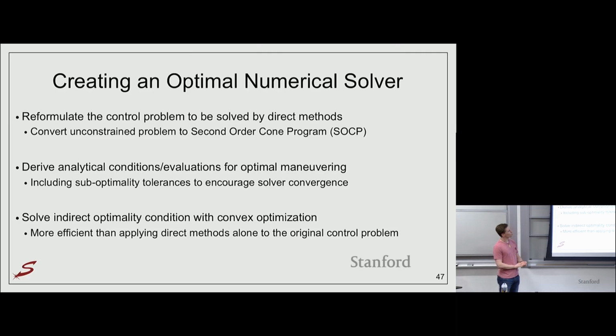To do that, we're going to convert this unconstrained control problem we've been working with into a second order cone program that can be solved more simply numerically. We're then going to derive analytical conditions and evaluations for optimal maneuvering that can be done very efficiently. And as I said before, solve it with convex optimization, which is more efficient than applying direct methods alone to the control problem.